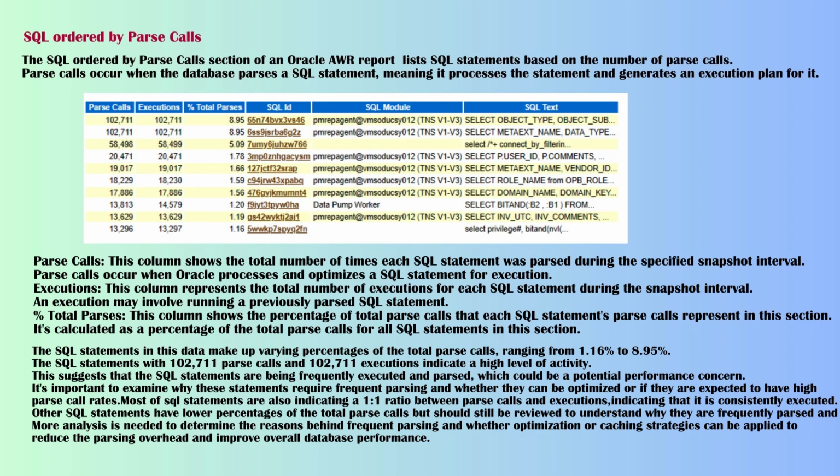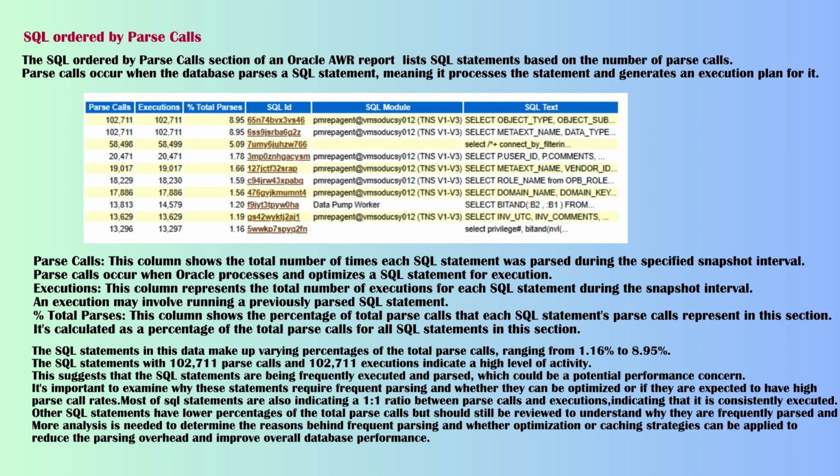The SQL statements with 102,711 parse calls and 102,711 executions indicate a high level of activity. This suggests that the SQL statements are being frequently executed and parsed, which could be a potential performance concern. It's important to examine why these statements require frequent parsing and whether they can be optimized or if they are expected to have high parse call rates.